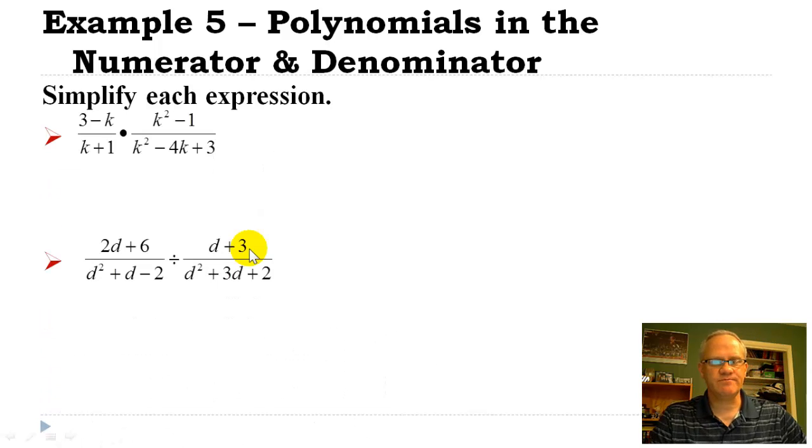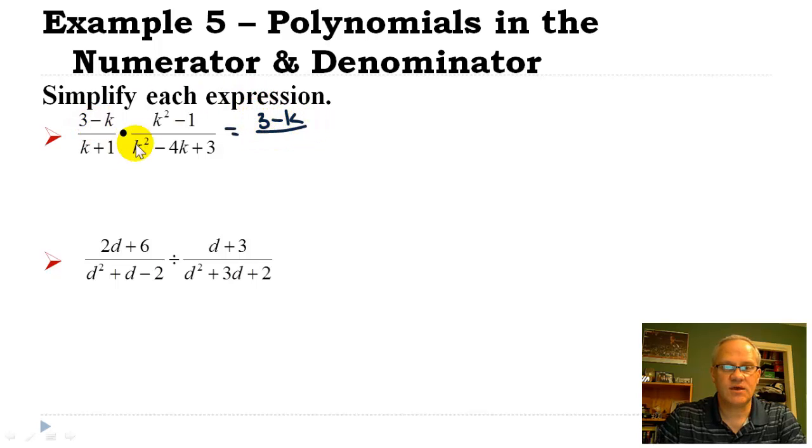Now you knew it was coming. We got multiplication and division, but now we've got some polynomials where we do have pluses and minuses in here. So we're going to have to do some factoring. All right. So first of all, let's start out with this one. We've got 3 minus k, and on the bottom k plus 1. We're going to multiply it times now k squared minus 1. We're going to have to do some factoring here.